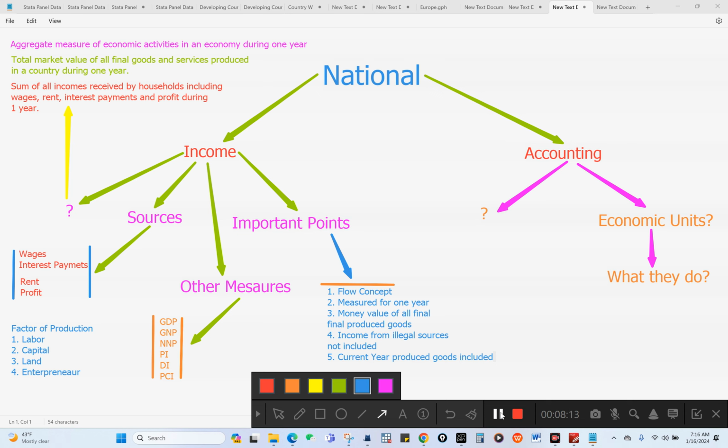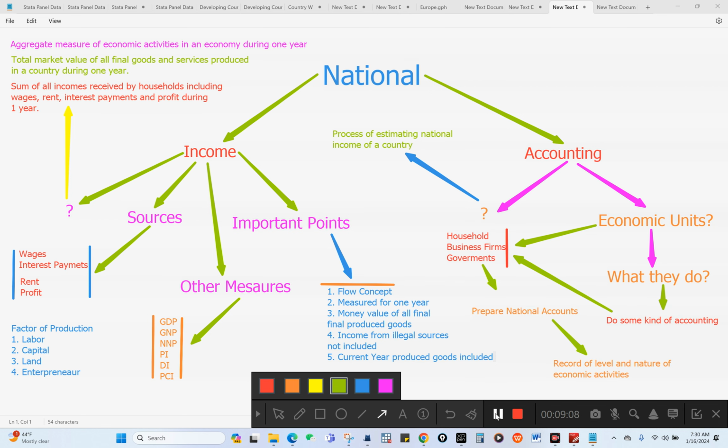So now we go to another side, which is our second concept, national accounting. National accounting is the process of estimating the national income of a country. After that, now we see what the economic units are and what they do. If we talk about economic units, the households, business firms, and governments are the economic units. In some books, these economic units are also referred to as economic agents.